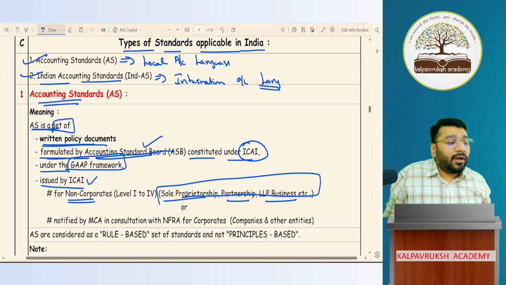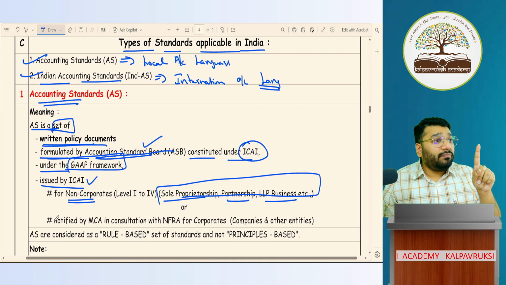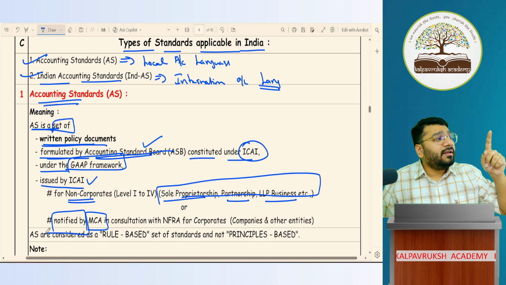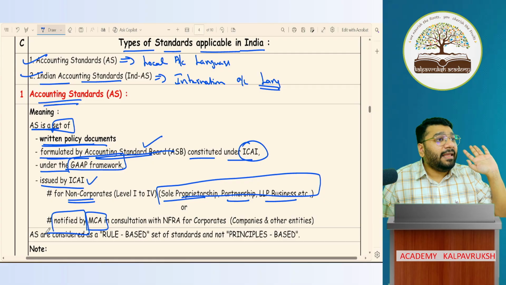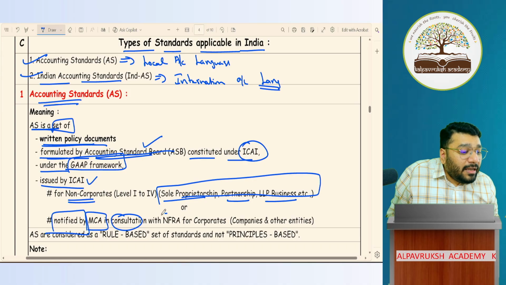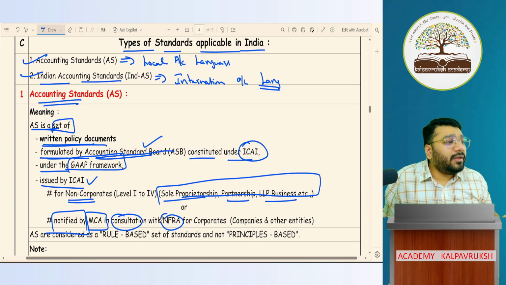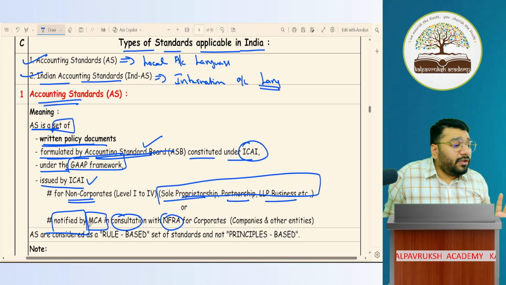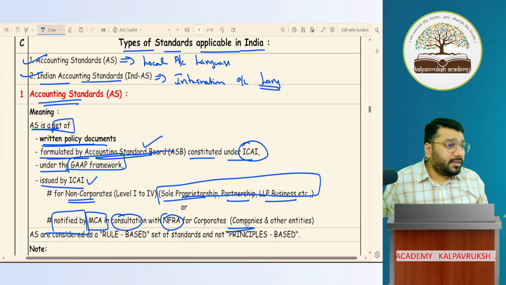But however, if you are a corporate, then AS issued by ICAI is not sufficient. So MCA comes into the picture and they say that we will notify the AS recommended by ICAI, but they will not notify this blindly. Before notifying this, MCA will take consultation or inputs from an independent body called NFRA. The full form of NFRA is National Financial Reporting Authority. So MCA, after consulting with NFRA, will then notify, and once MCA notifies, it is mandatory for all the companies to follow the accounting standards.